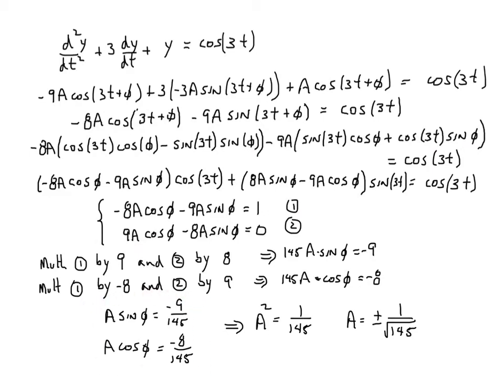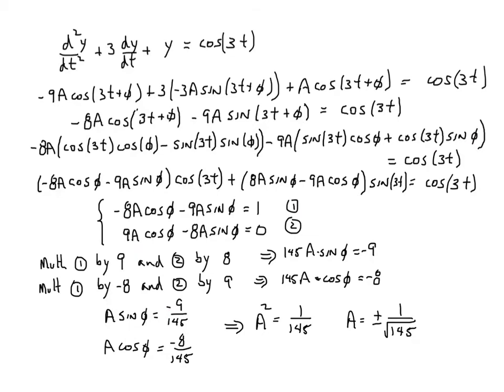There is a difference in sign, however, because our basic assumption is that we're working with cosine 3t plus phi, but you'll see everything works out in the end. Same thing we did on Part A. If I square this and add it together, I'm left with the statement that a squared is equal to 1 over 145, or a could be plus or minus 1 over the square root of 145.